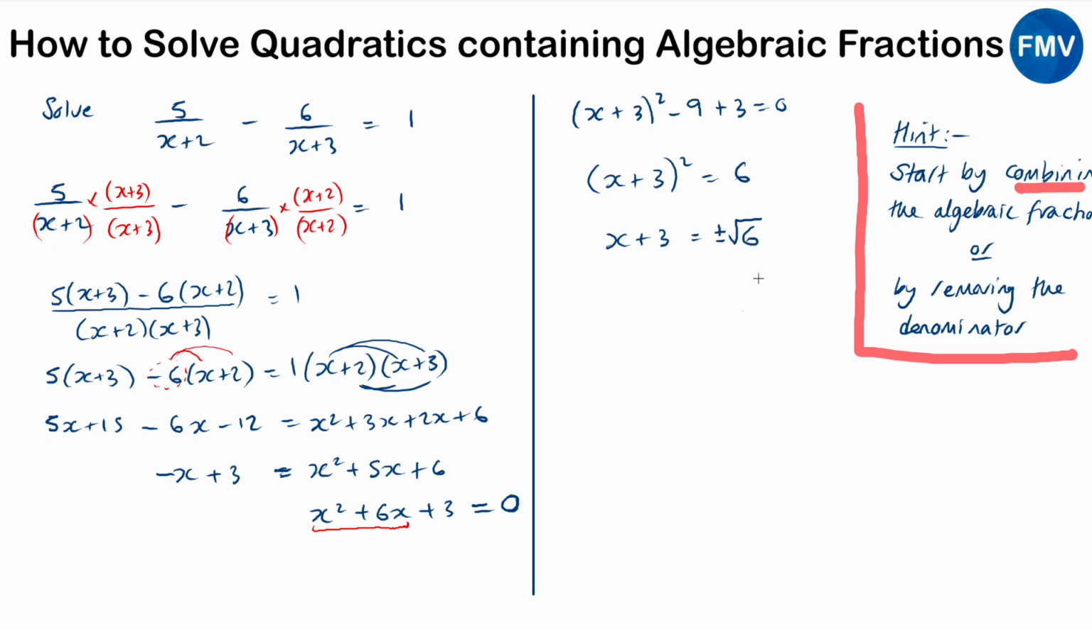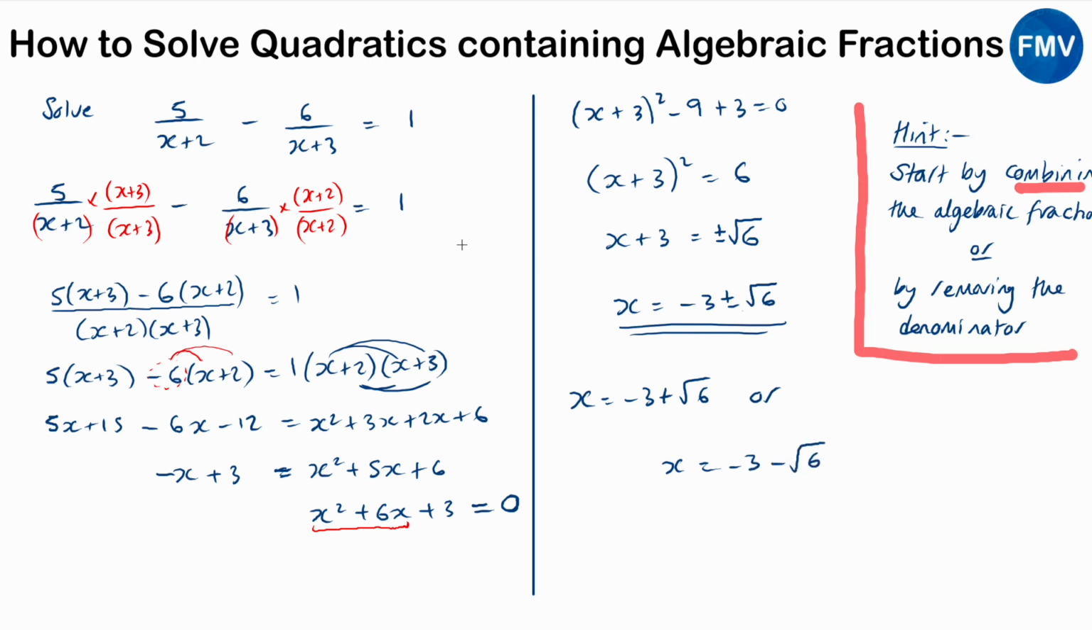So we mustn't forget to put the plus minus there. And now we subtract 3 from both sides, and that there is our solution. In fact, it's 2 solutions. So we have x is equal to minus 3 plus the square root of 6, or x is equal to minus 3 minus the square root of 6.